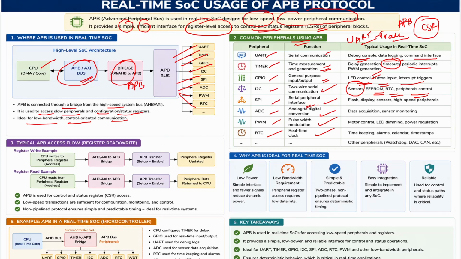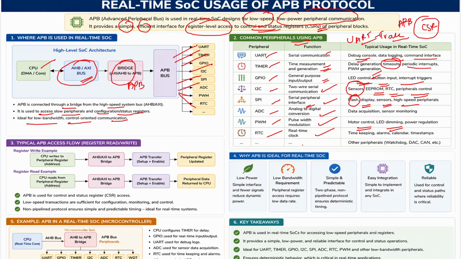Serial Peripheral Interface, SPI, is used for flash memory, displays, sensors, and high-speed peripherals. ADC is an analog-to-digital converter, used for sensor monitoring and data acquisition. So we are using ADC for analog signals. And pulse width modulation is used for motor control or LED dimming, which means low power consumption and low power regulation.